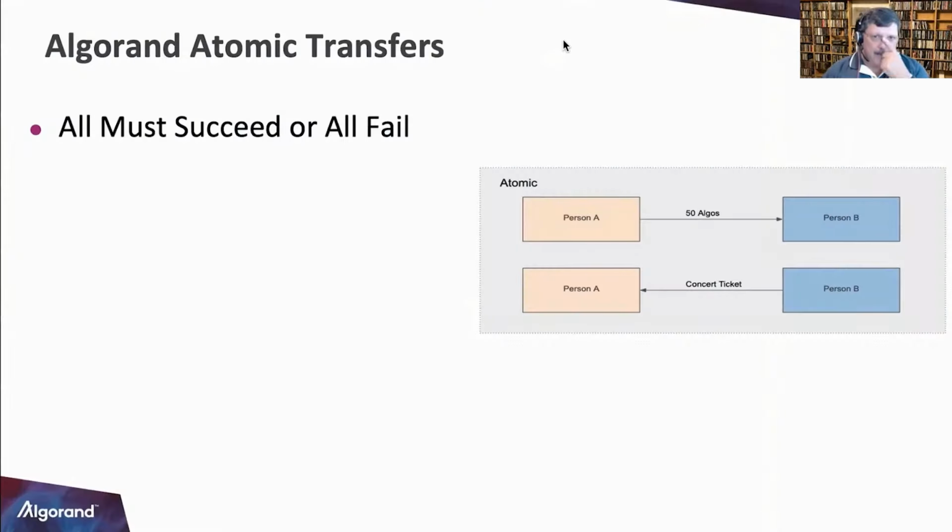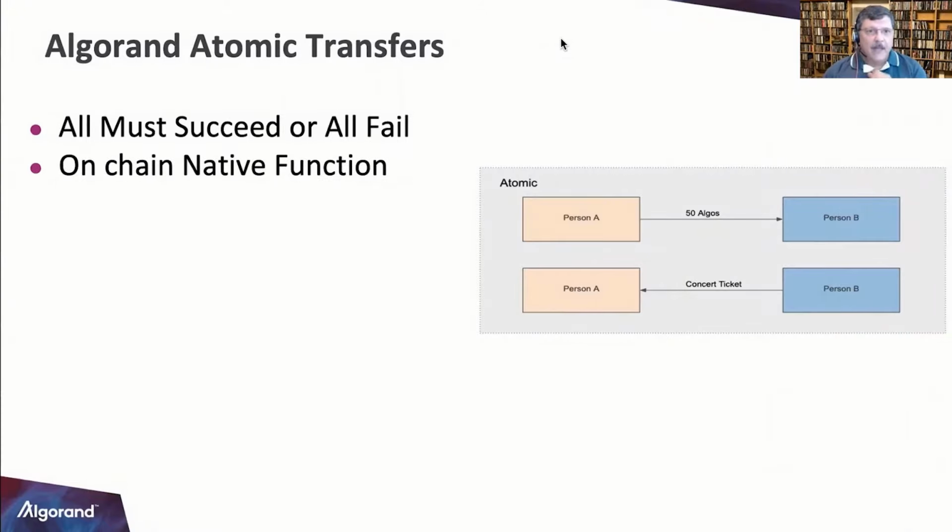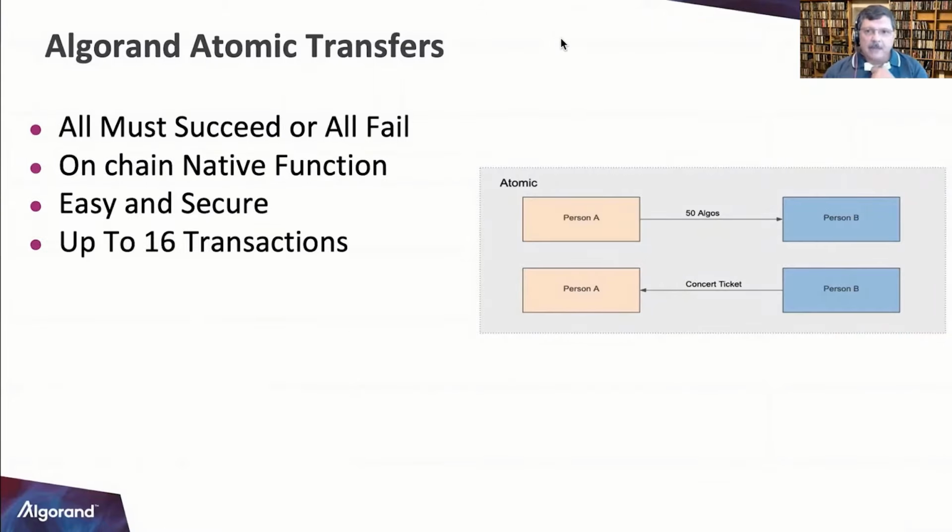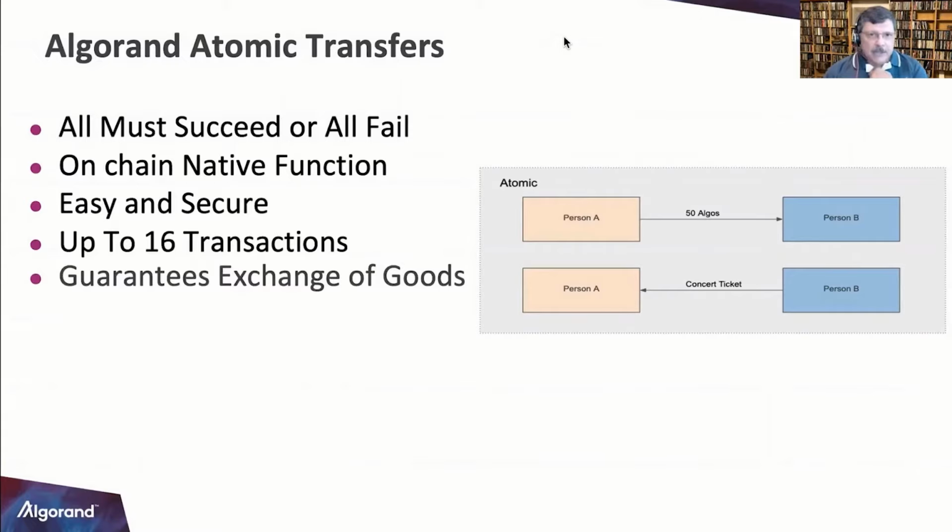Okay, Algorand atomic transfers either all succeed or all fail. Those who have a SQL database background, that's exactly like a transaction in a SQL database. And this is an on-chain native function, as all of these layer one functions are. It's easy and secure. You can do up to 16 transactions in an atomic transfer. And what this does is it guarantees an exchange of goods.